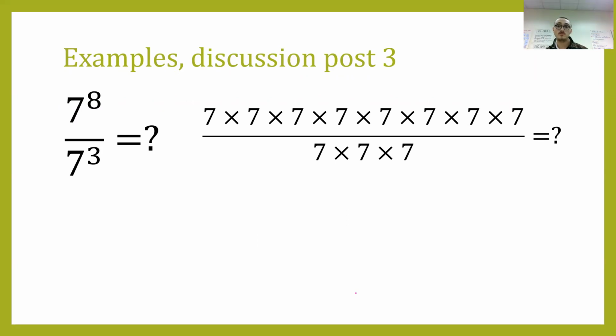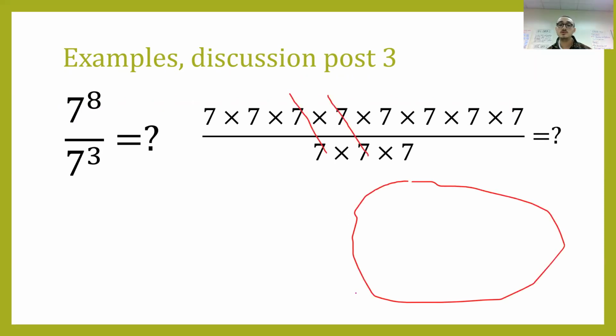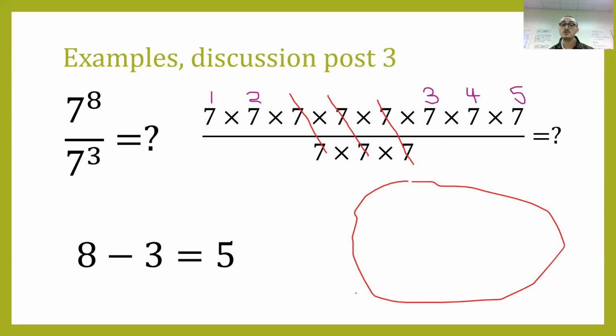Now what we can do is if we expand this, we can start to cross off some of our 7s. So we will cross off 2 right there. We'll cross off another one. Now we've crossed out 3 7s. If we look, we have 1, 2, 3, 4, 5 7s left. So 7 to the 5th, okay? You can also get that exact same answer if you do 8 minus 3, we get 5, again 7 to the 5th. So 7 to the 8th over 7 to the 3rd is equal to 7 to the 5th.